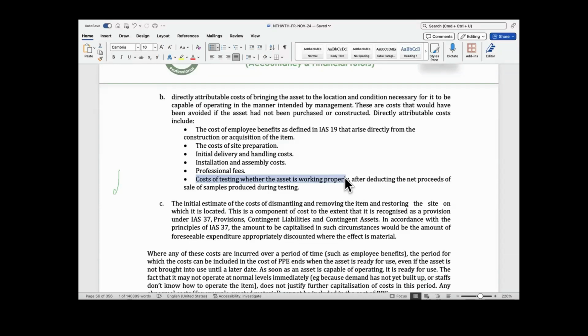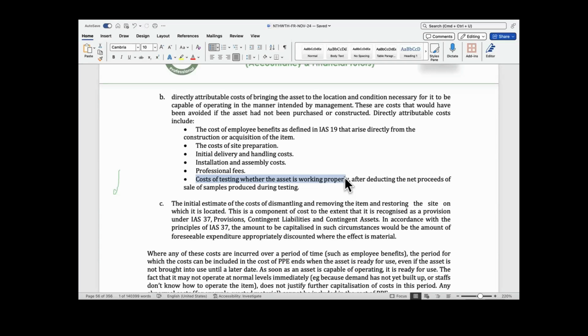But in the exam, they will give you directly cost of testing. That should be capitalized. If it's the nature of an asset that you have to test before they can start working, then you need to capitalize it. However, any asset you have to test, of course, you will get an output. It's just for you to see that the output is okay.